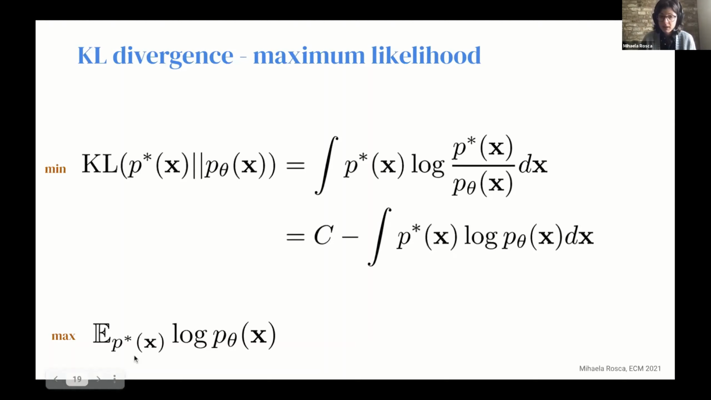This was the problem statement that I started with. We assume we have samples from this distribution. And then it's also intuitive because it says, I want to learn a model that can explain the data, that assigns high likelihood to the data.